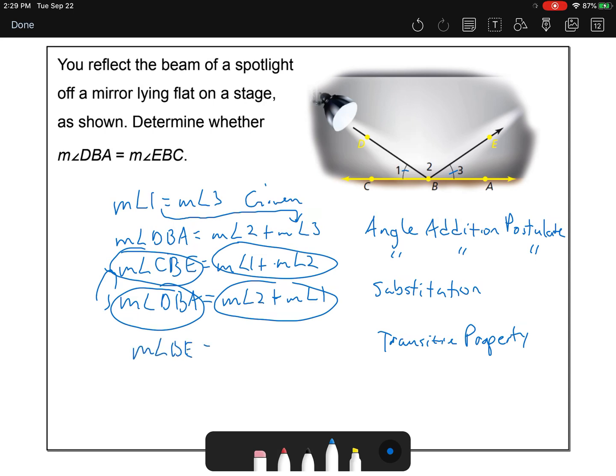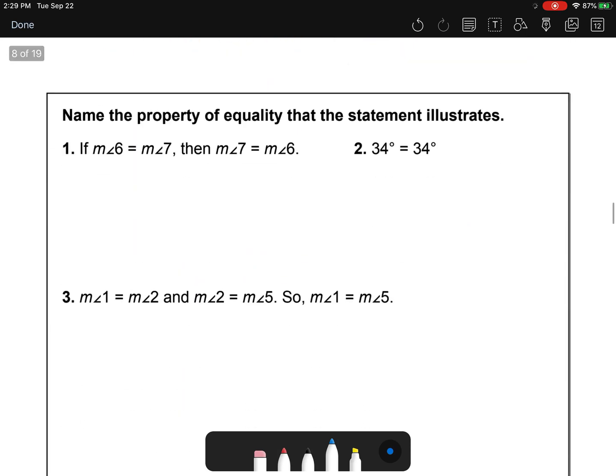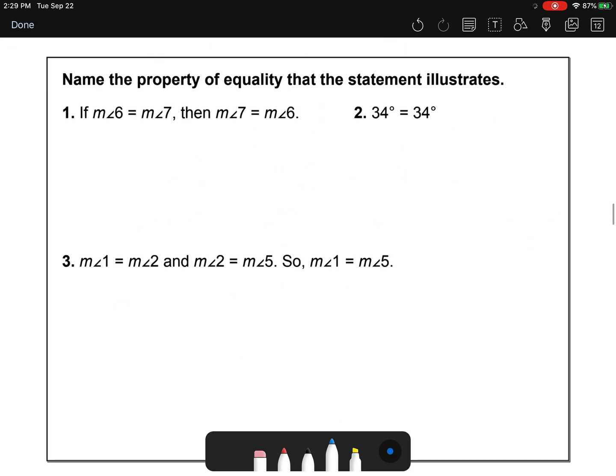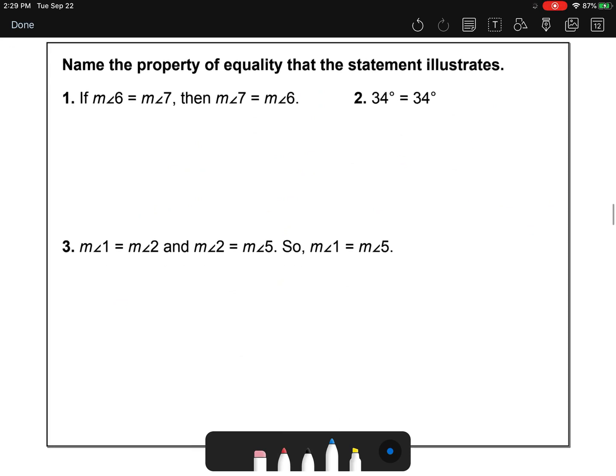Okay? It's called the transitive property. So then we know that the measure of angle CBE, we just proved it, is equal to the measure of angle DBA. Pretty cool.